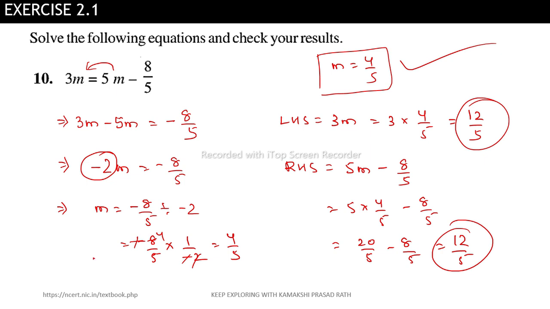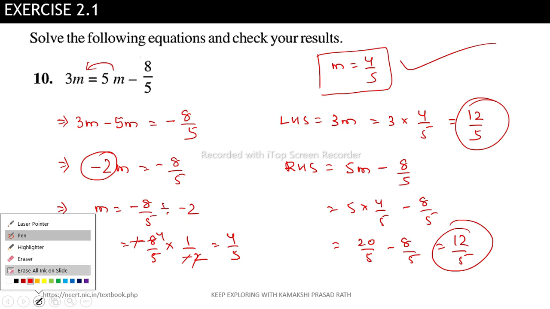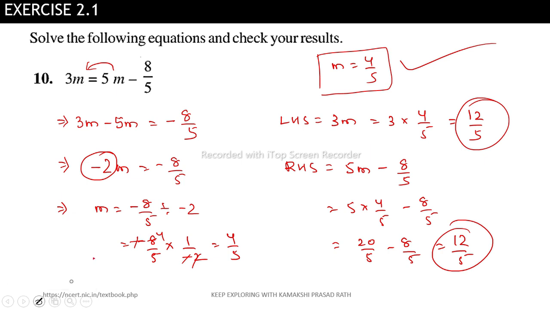So here we need to take care that whenever we are solving these types of questions where we need to divide by a number, dividing by a number is the same as multiplying by its reciprocal. So this concept will be used when we are dividing a fraction or a rational number by another whole number or any fraction. So dividing by a number is the same as multiplying by its reciprocal. This is an important concept. Thank you and keep exploring.